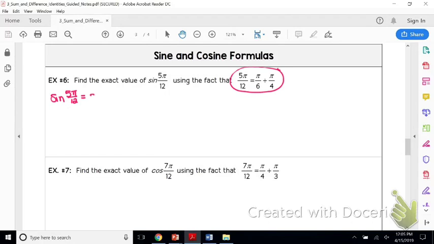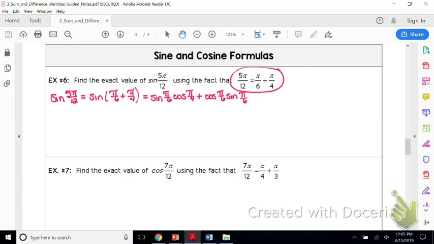So this is equivalent then to sine of pi over 6 plus pi over 4. And so now I have sine of two angles being added, so that's the sum formula for sine. We know the sum formula says that it's sine of alpha cosine of beta, plus cosine of alpha sine of beta.